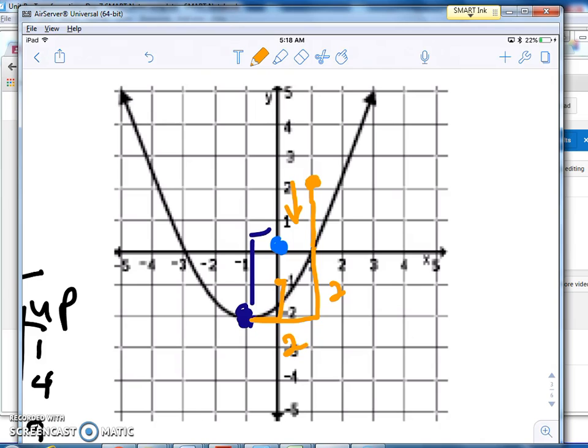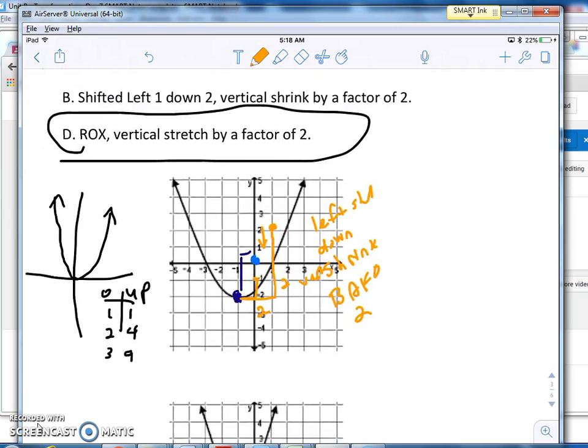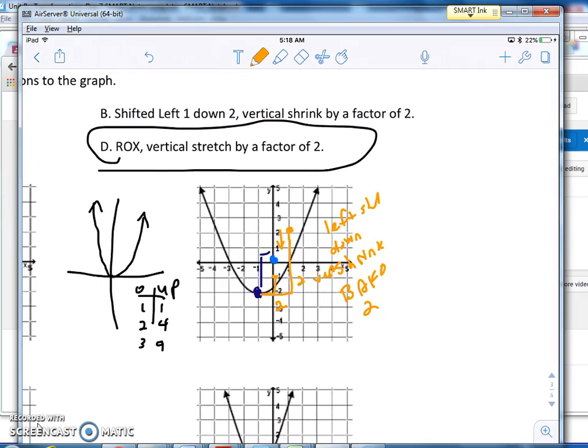So we have a left shift. We have a downshift, or a shift down. We have a shrink, and it's shrunk by a factor of 2. So vertical shrink by a factor of 2. Let's see if we can find this. Looks like it's right here, huh? So this is transformations B.